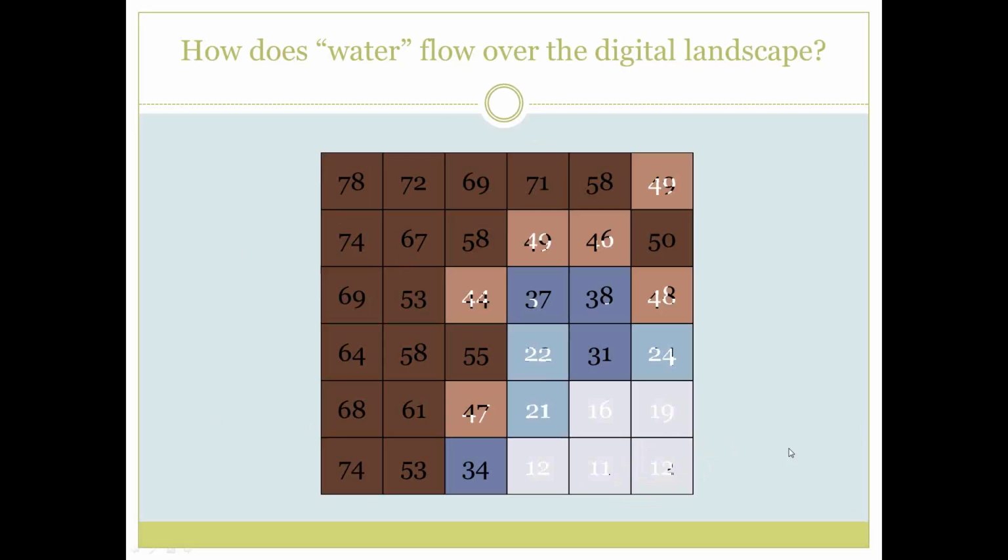And so what we can do is we can take a digital elevation model that's the size of your watershed or your region, whatever scale you're working at, and you can create these layers. But the base layer that you're starting with is this digital elevation model.